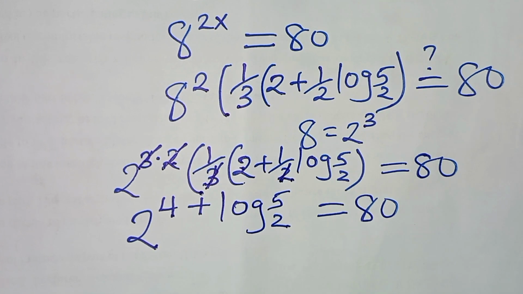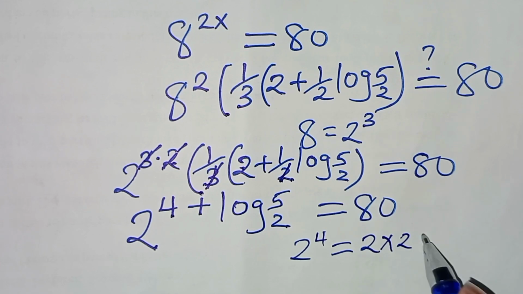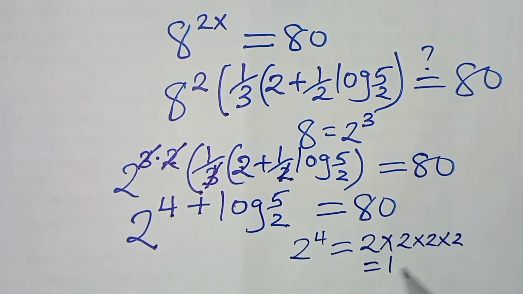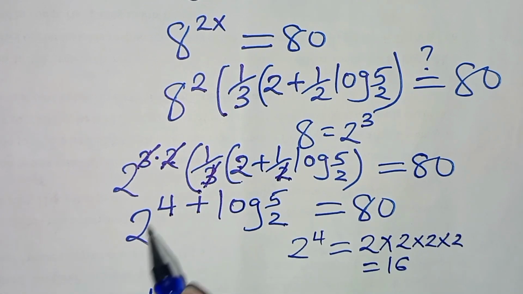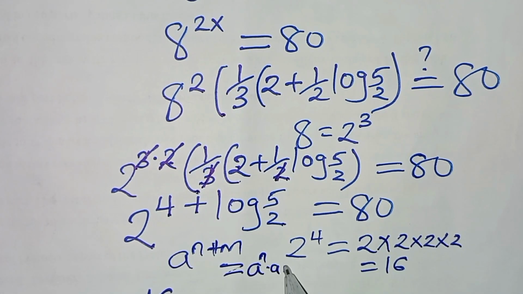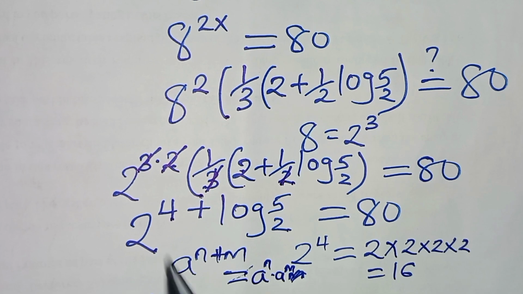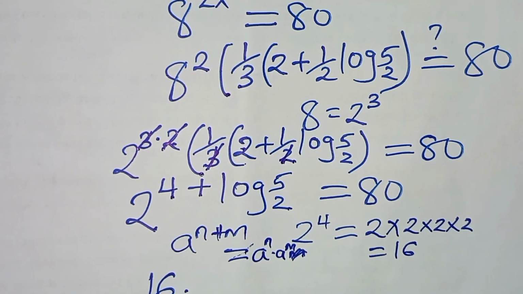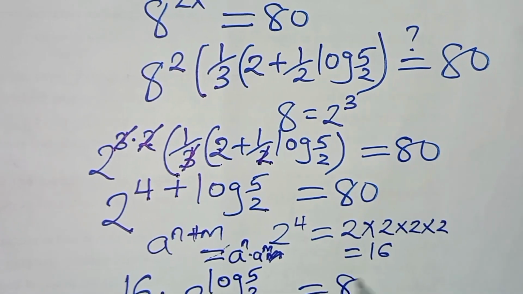Okay, so the next step here, 2 to the power 4, this is the same thing as 2 times 2 times 2 times 2, and this is equal to 16. Now, here we have 16 times, now remember this is 2 to the power 4 plus log 5, this is in the form of 8 to the power n plus m, which we can transform as 8 to the power n times 8 to the power m. Applying this property, that's why we have 2 to the power 4, which is 16, times 2 to the power log 5 to base 2. This should give us a value of 80.